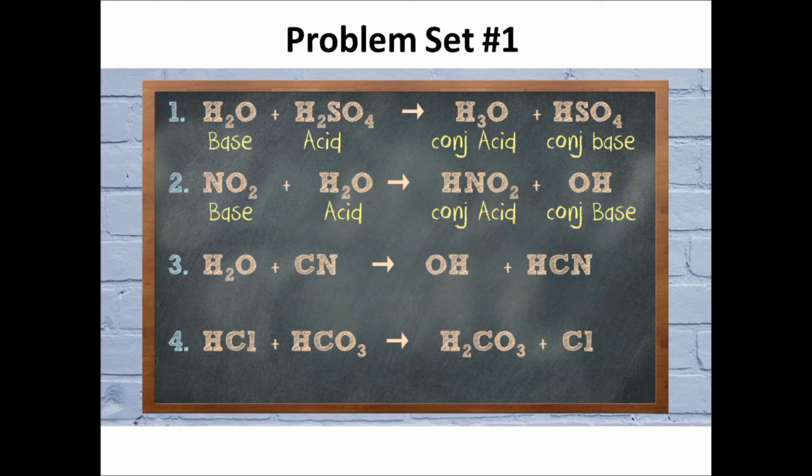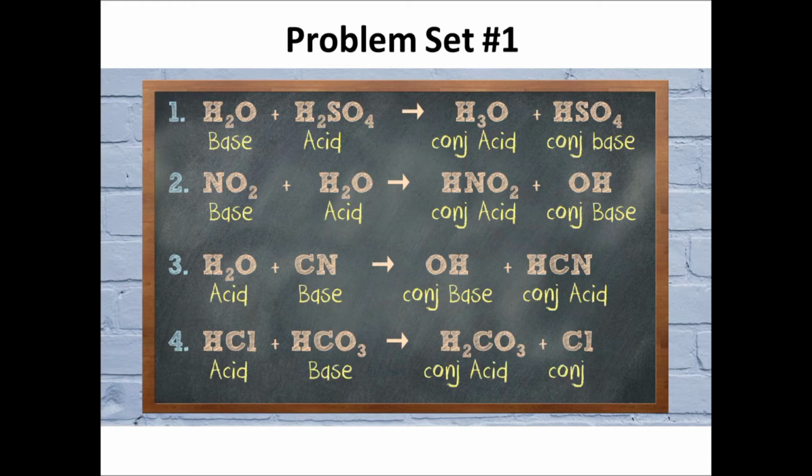The third one, we have water as our acid, cyanide as our base, that should be CN minus. Our conjugate base is hydroxide, our conjugate acid is hydrocyanic acid. Again, just look at which one is donating hydrogen, which one is accepting it. And again, our last one, HCl plus HCO3 minus, is going to yield H2CO3 and the chloride ion Cl minus.